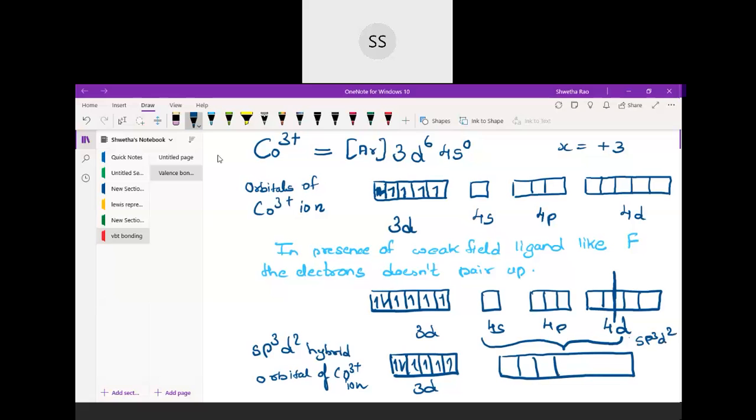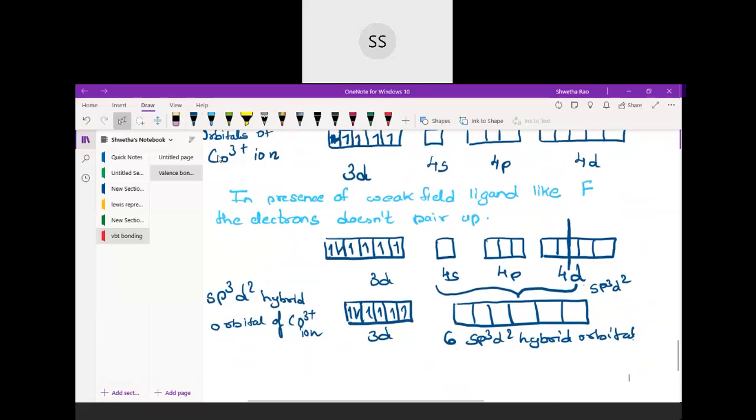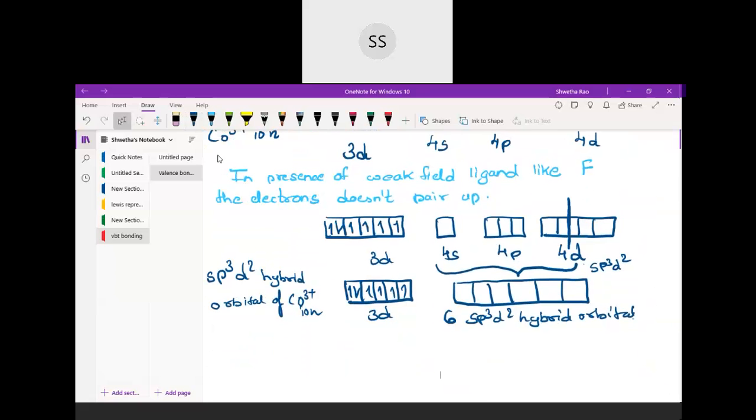So 6 are there, no? 1, 2, 3, 4, 5, 6 I've taken, and we have mixed them together. How many are there? 6 are there, so it is 6 sp3d2 hybrid orbitals. Once the orbitals are hybridized, then you can put the electrons inside those orbitals. So what I'm going to do next is putting the electrons of the ligand in that particular orbital.